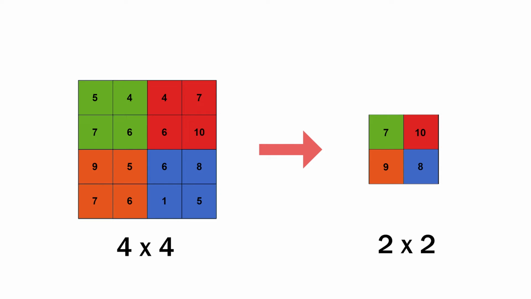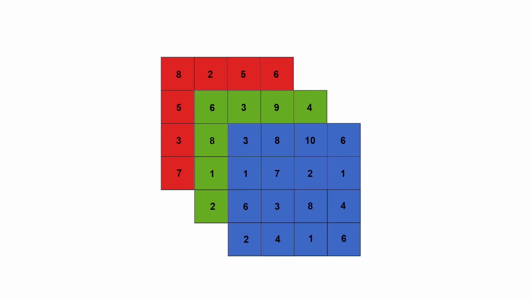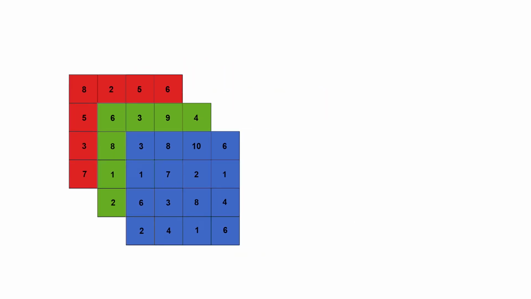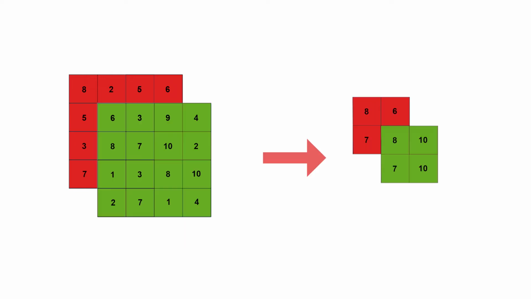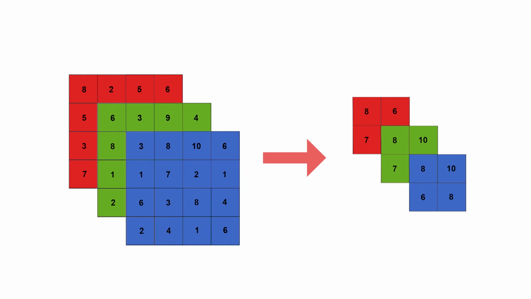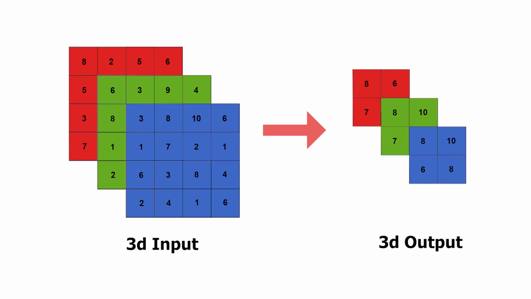Now, let's see how pooling works with the 3D input image. Consider this 3D image having RGB channels. So, when we apply pooling to a 3D image, it works independently on each channel. The filter will first go through the red channel and take the max values for each window, and then similarly the green and blue channels. So, for a 3D input we get a 3D output with reduced dimensions.